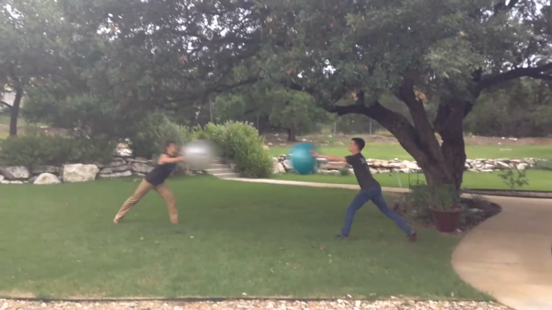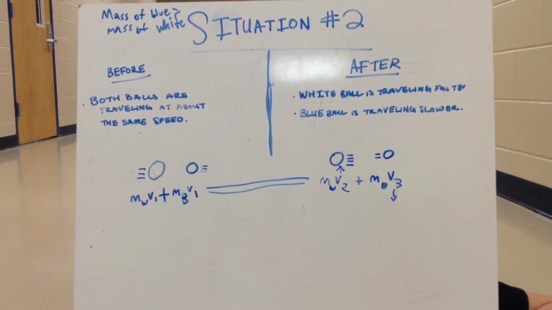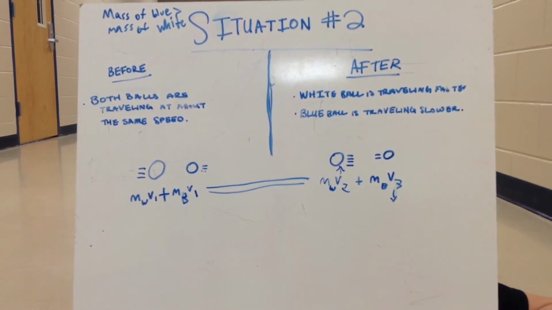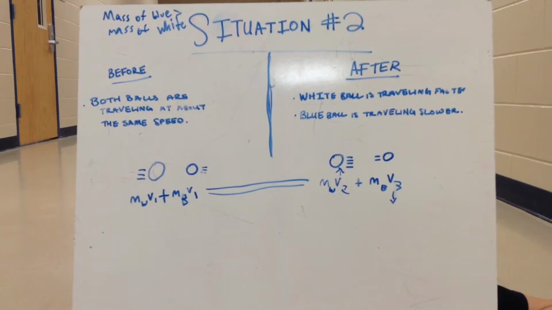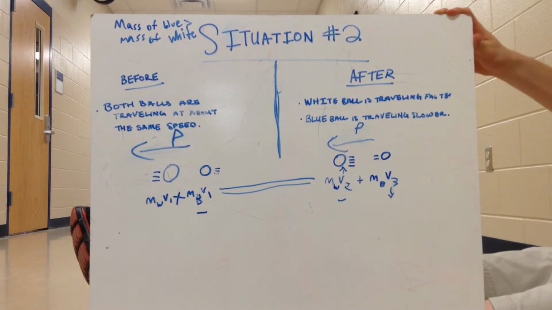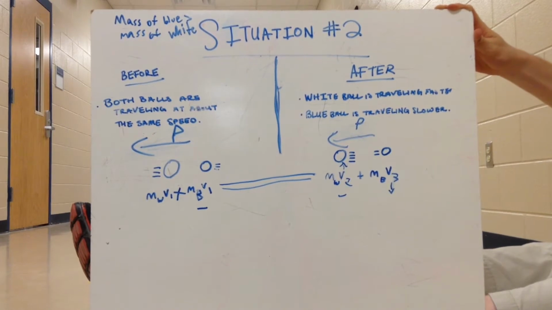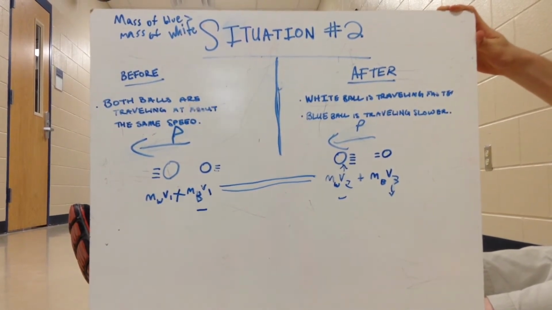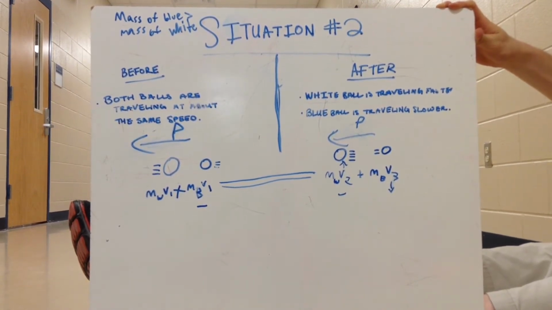Let's look at some examples of elastic collisions. Before the collision, both balls are traveling at the same speed. After the collision, the white ball is traveling faster and the blue ball is traveling slower. This makes sense because the blue ball has more mass than the white ball does. Since the blue ball has more mass, the net momentum of the system must be to the left. For momentum to be conserved, the net momentum of the system must also be to the left after the collision. For that to happen, the velocity of the white ball must increase a lot, and the velocity of the blue ball must decrease a little.